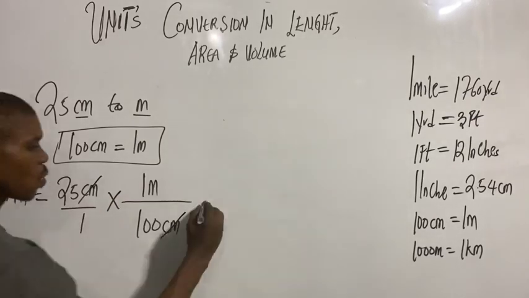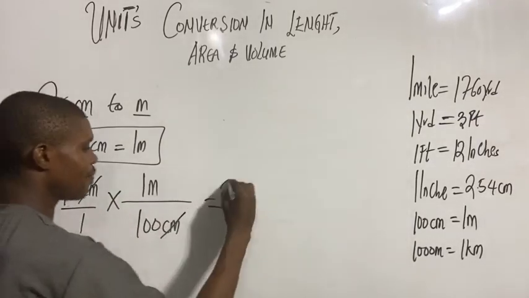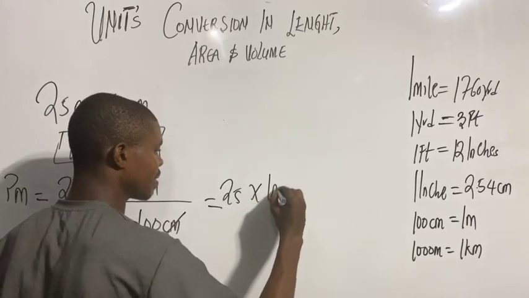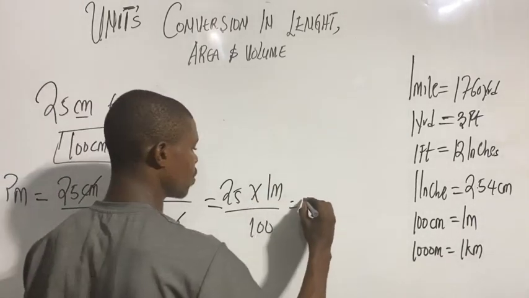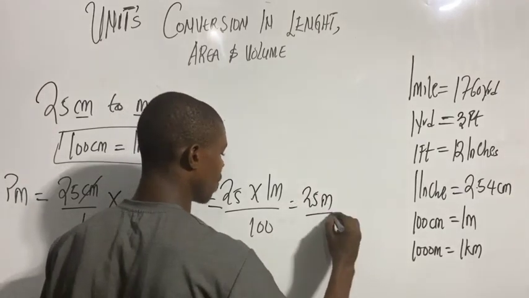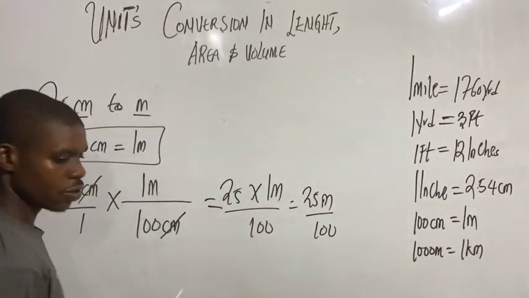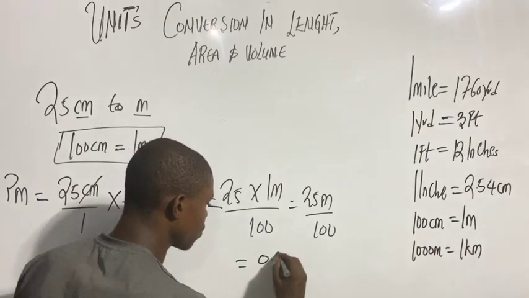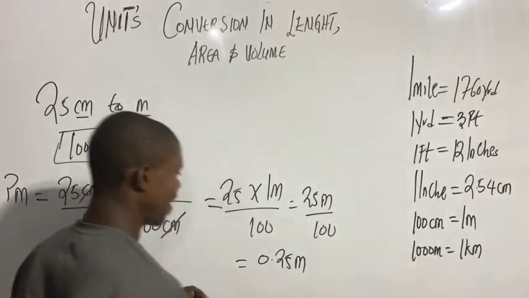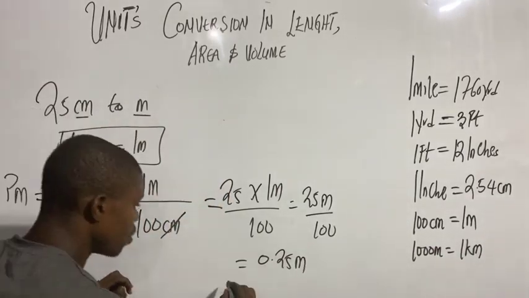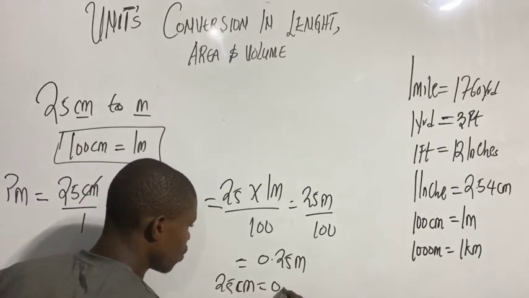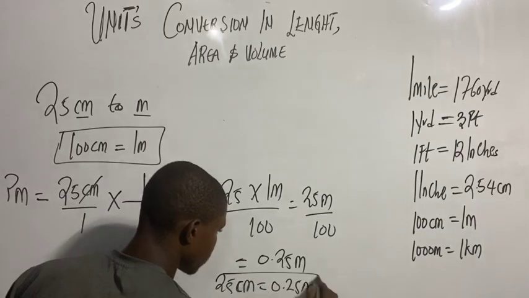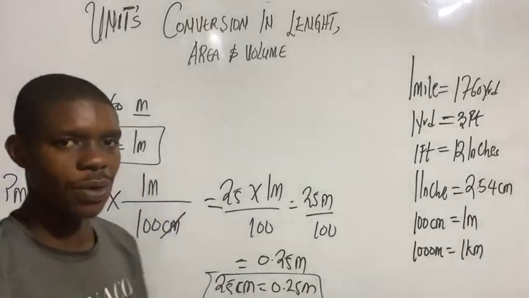So it equals 25 times 1 meter over 100. When I do the calculation, it's going to be 25 meter over 100. If I divide it, I get 0.25 meter. It means that 25 centimeter equals 0.25 meter. You understand? This is just an easy one.